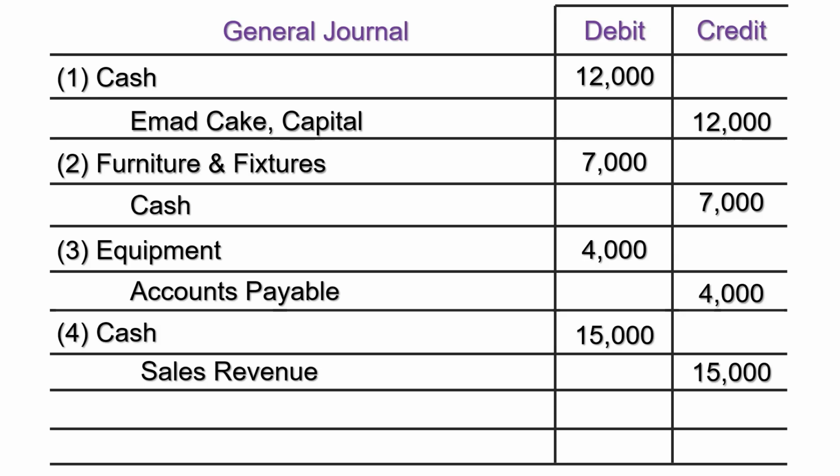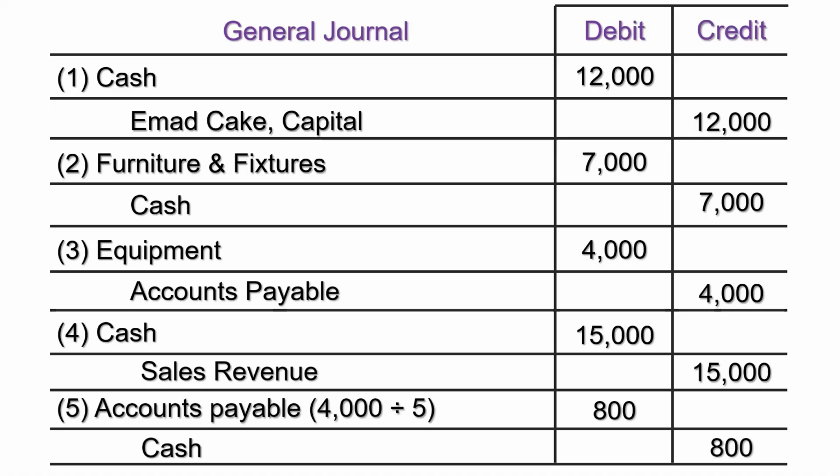And finally, Emad paid 1/5 of the amount owed on the equipment. So we debit accounts payable to reduce the liability and credit cash to show the payment.